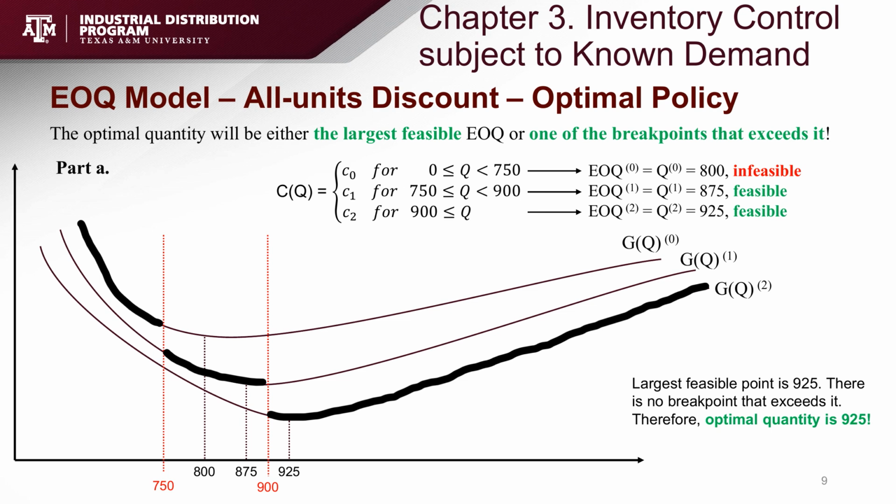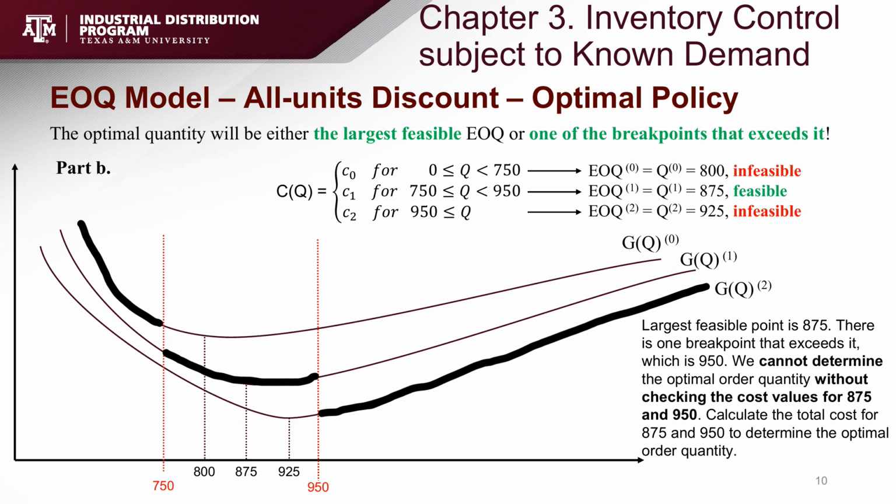And here's what the graph shows you. That heavy curve bottoms out right around 925, sitting on the lowest curve, and there's no breakpoint beyond it to pull you any lower. Hence, the optimal order quantity is 925, no extra arithmetic needed.